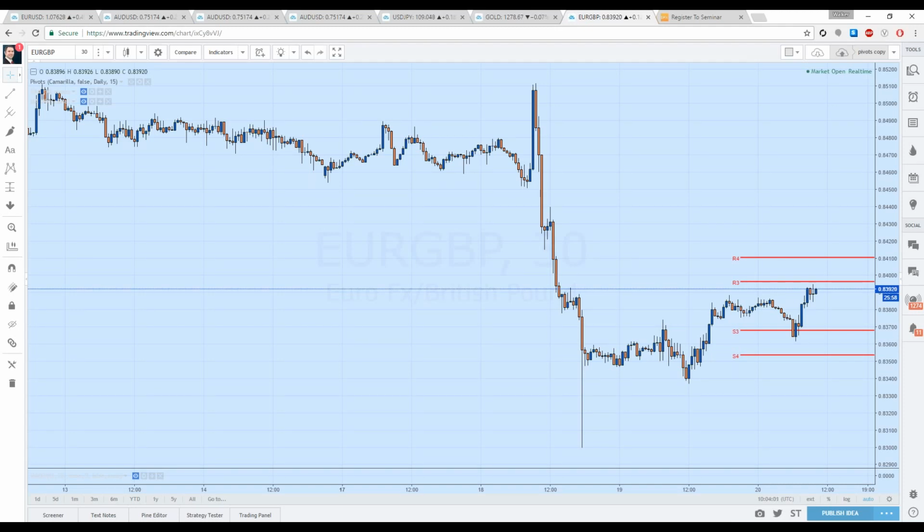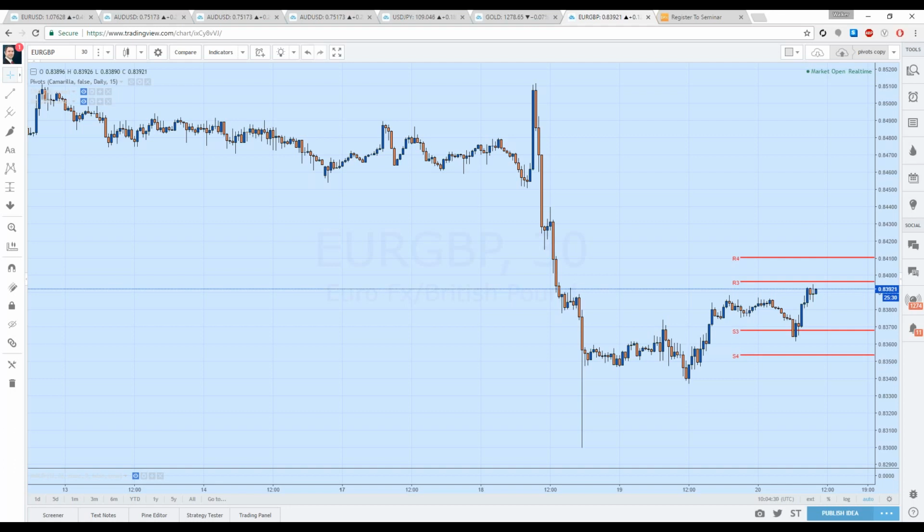Pivot points are a great way to quickly analyze the market. Now, as we begin, I would like to know who's already trading with support and resistance.